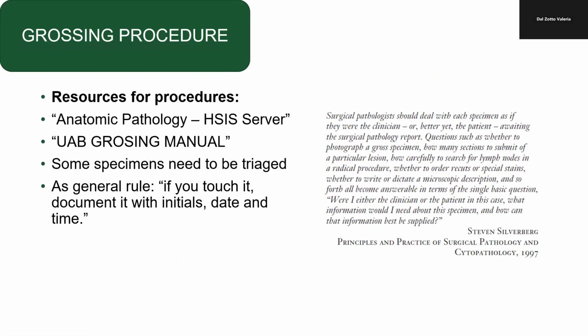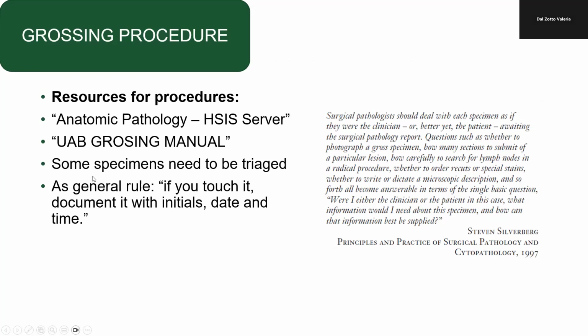Now that we've covered your grossing procedure, we are going to move to the resources that you have for it. Within anatomic pathology, in the folder that we call the anatomic pathology HSIS server, you are going to have the grossing manual called the UAB grossing manual, with different subspecialties. Each subspecialty will have a procedure.